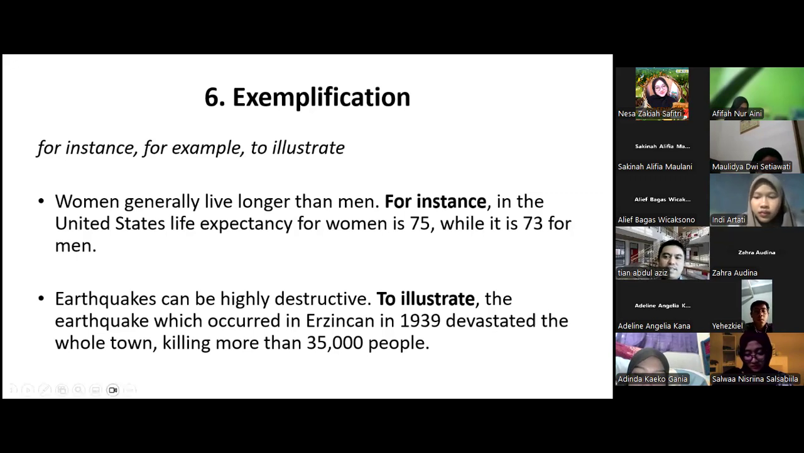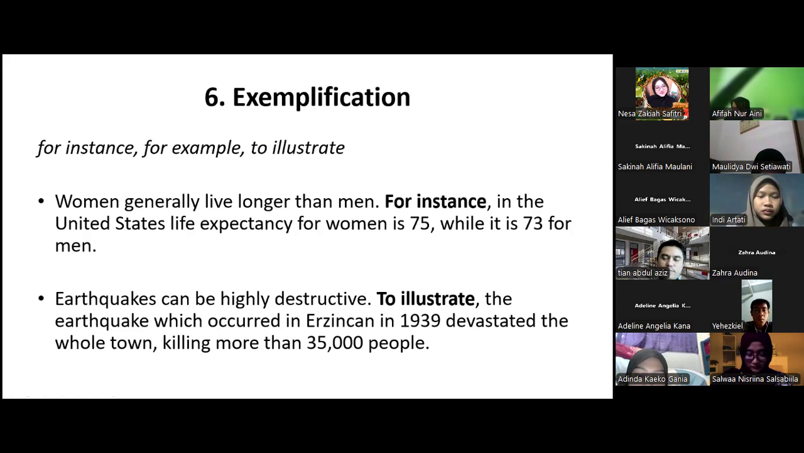Okay. Earthquakes can be highly destructive. This is the general statement. Then, to illustrate, we provide an example to support the first sentence. To illustrate, the earthquake which occurred in Erzincan. It is a city in Turkey.